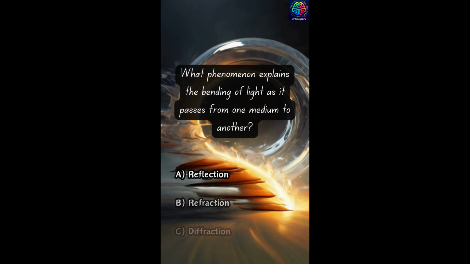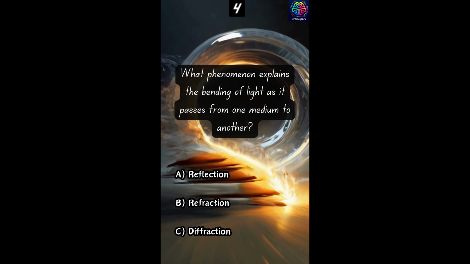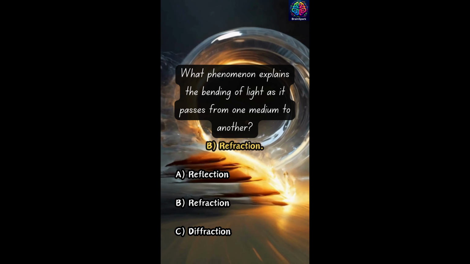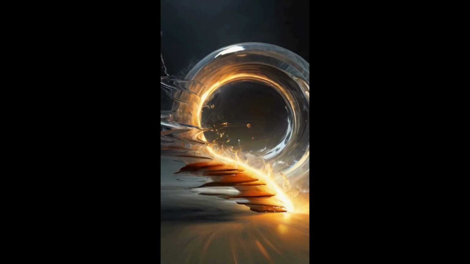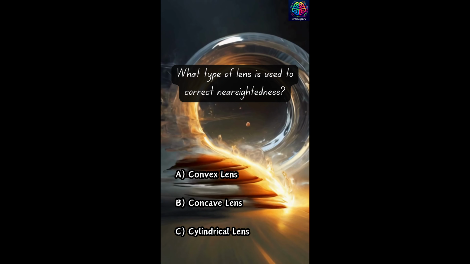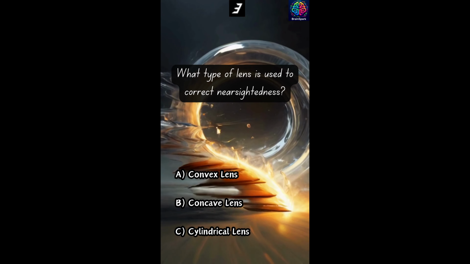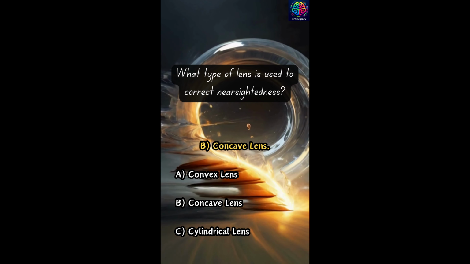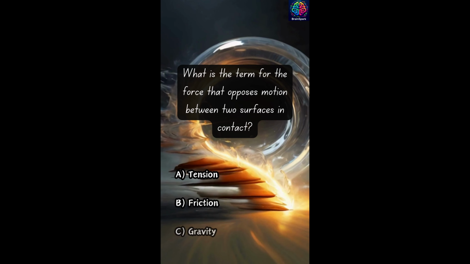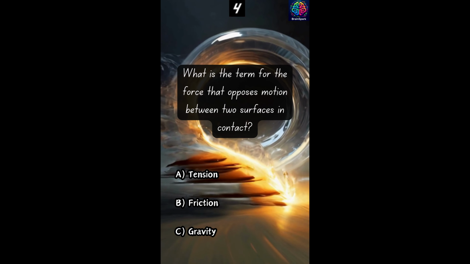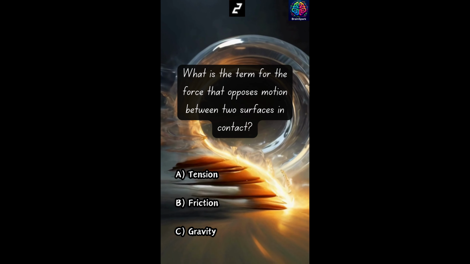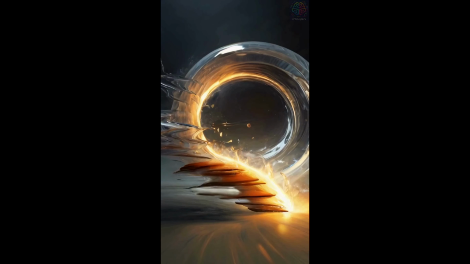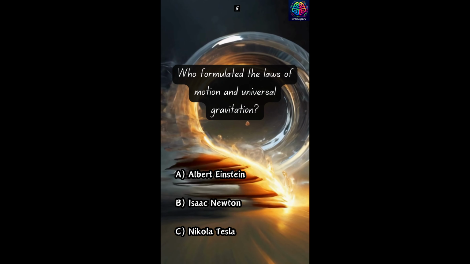What phenomenon explains the bending of light as it passes from one medium to another? B. Refraction. What type of lens is used to correct nearsightedness? B. Concave lens. What is the term for the force that opposes motion between two surfaces in contact? B. Friction. Who formulated the laws of motion and universal gravitation?